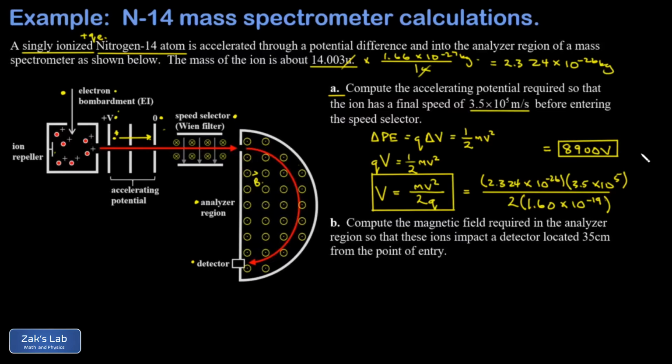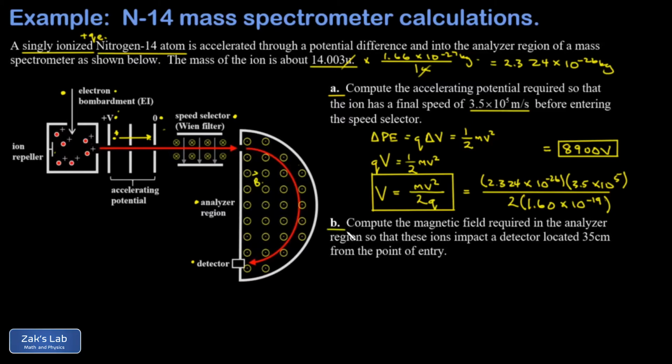So an accelerating potential of 8,900 volts would cause nitrogen-14 atoms in particular to be moving with this speed of 3.5 times 10 to the 5th meters per second. If our speed selector is set to that value, we get a very narrow range of velocities in this particle beam entering the analyzer region.